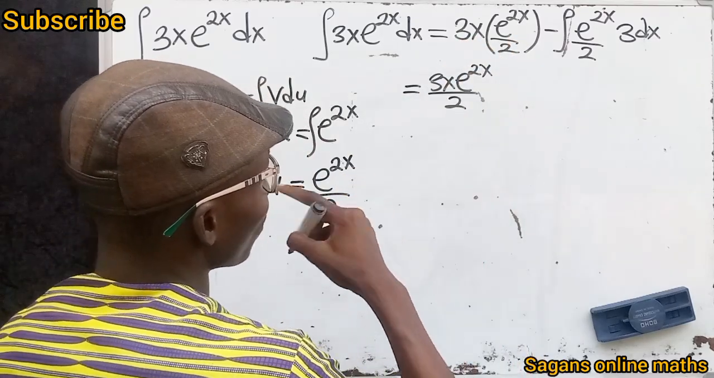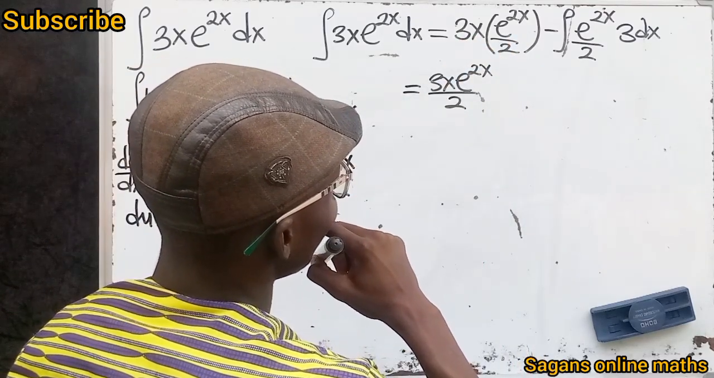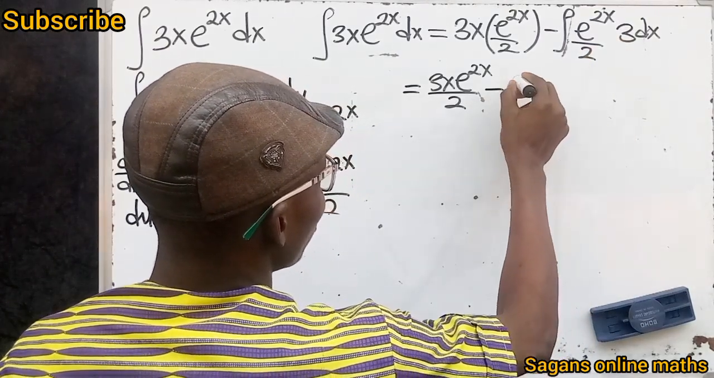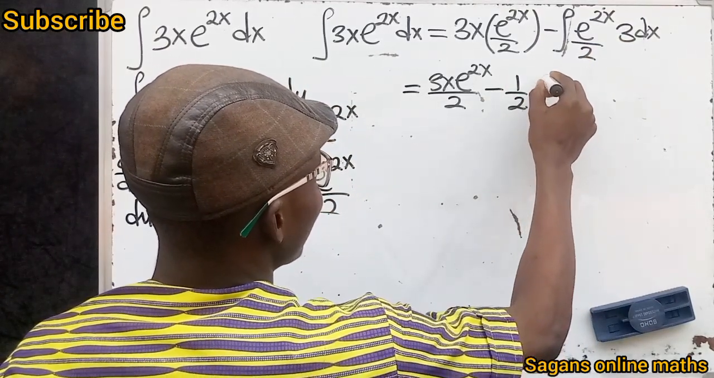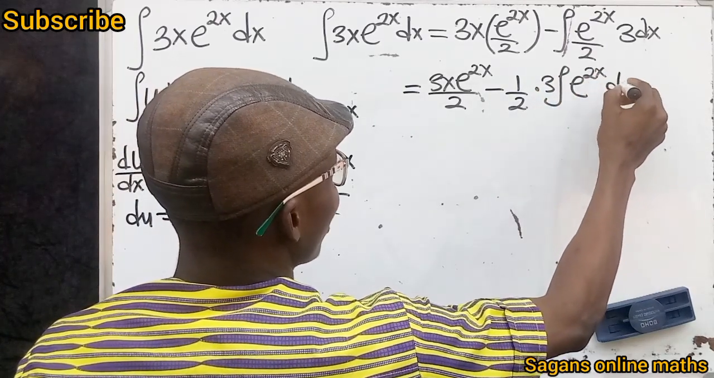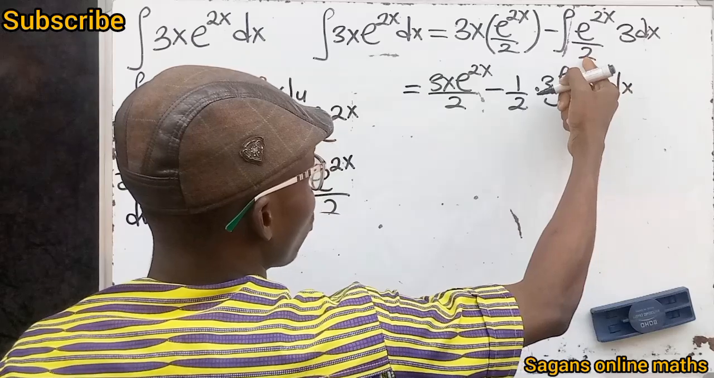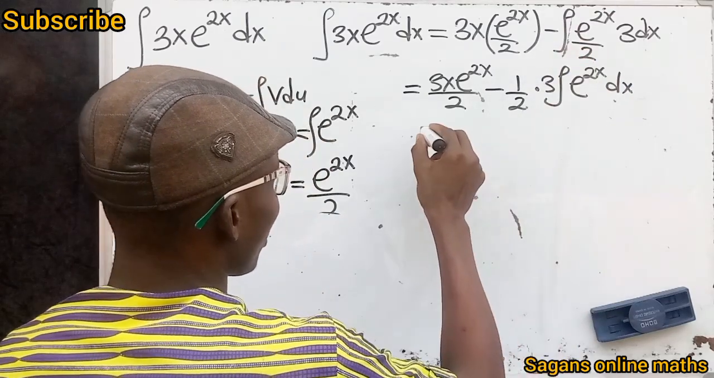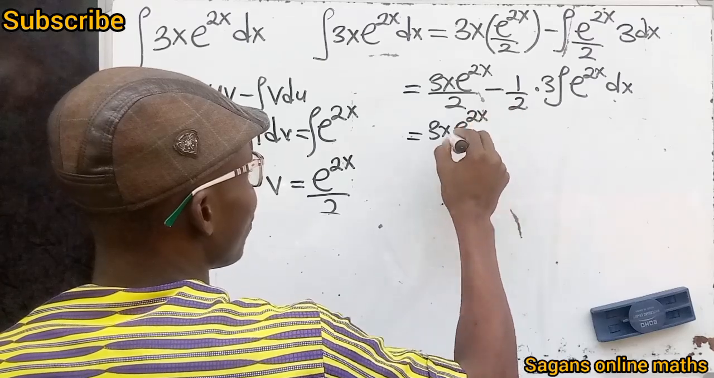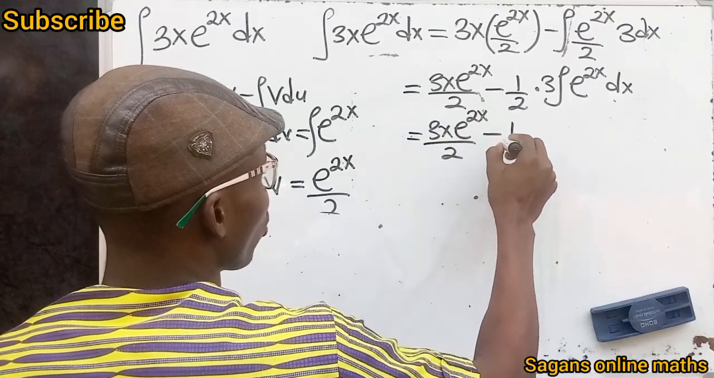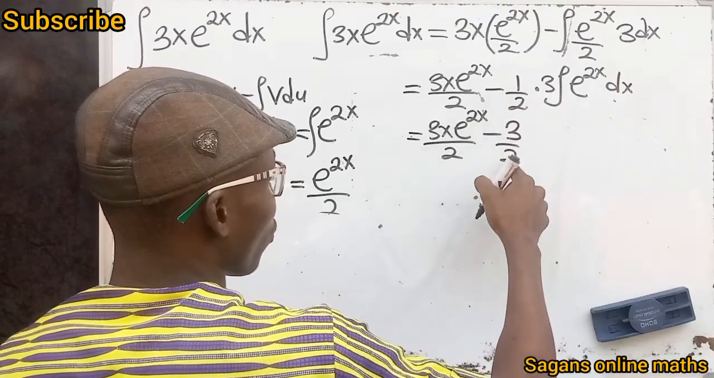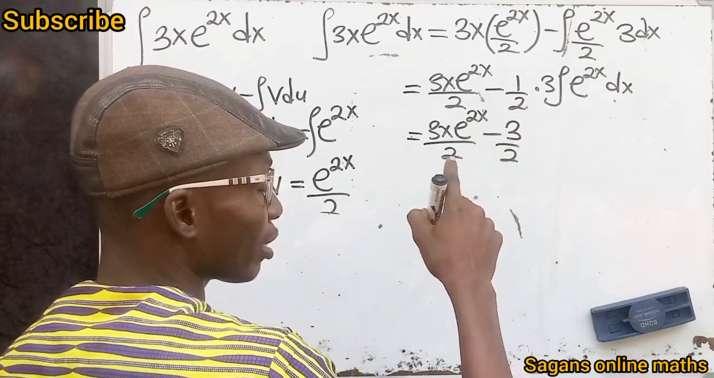Then what are we going to do here? Now look at what I'm going to do. You want to isolate this and isolate this, so that this is minus 1 over 2 multiplied by 3, the integral of e to the power of 2x dx. You can see we isolate this out and isolate the 1, because there's 1 over 2 here. So now this equals 3x multiplied by e to the power of 2x divided by 2, then minus 1 over 2. Sorry, it will be over 3, because 1 times 3 over 2 times 3 is 3 over 2.